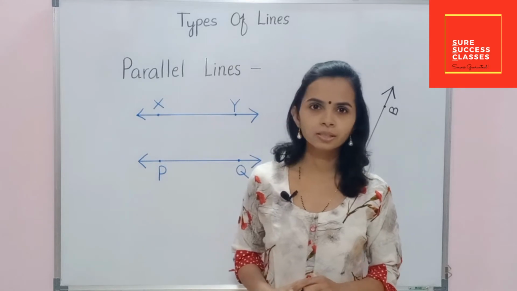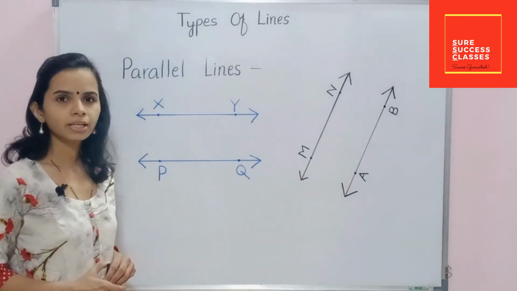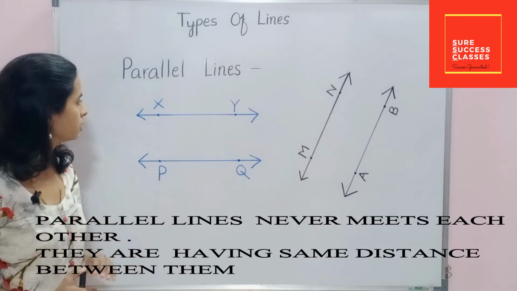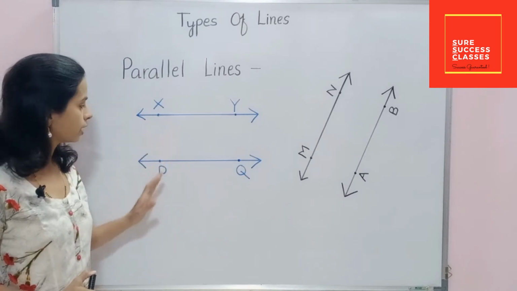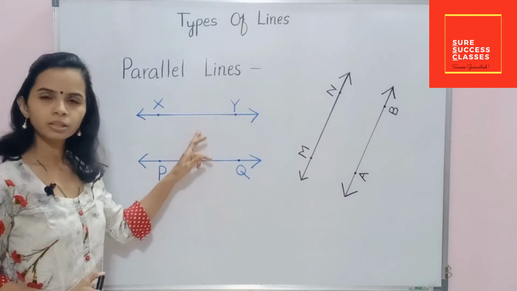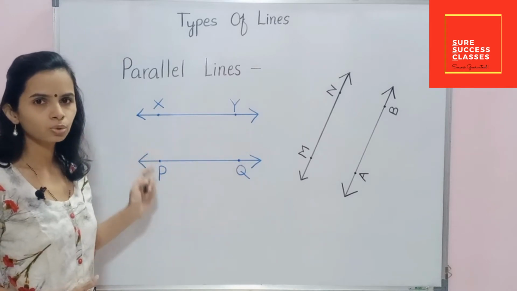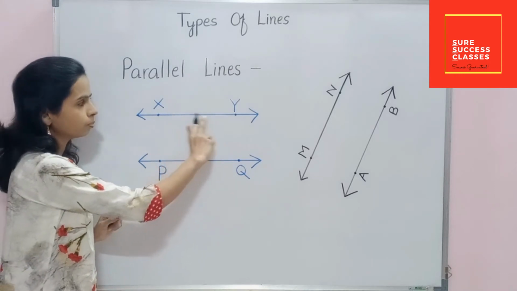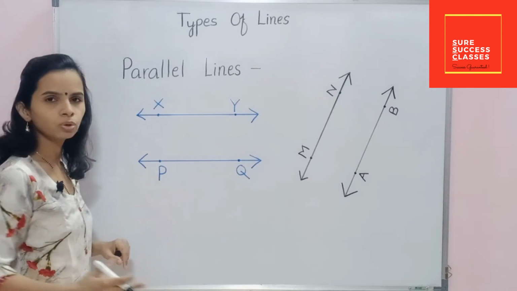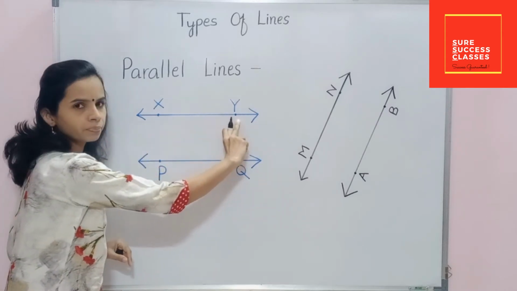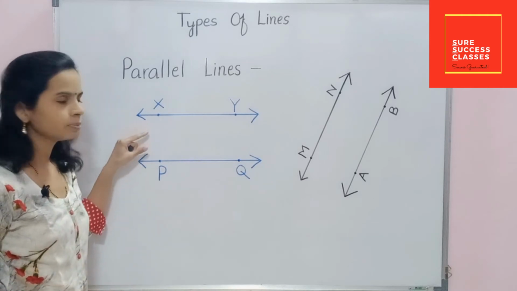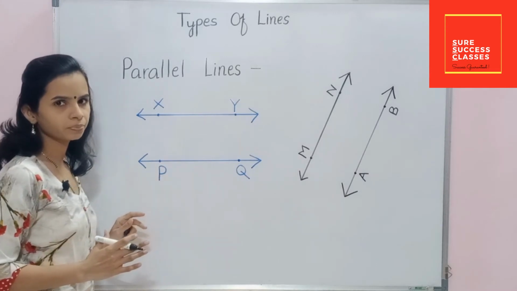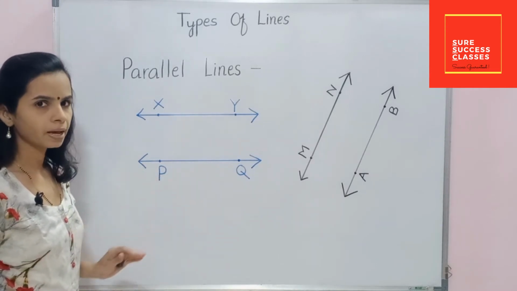First type of lines is parallel lines. When two lines never meet each other, at that time those lines are called parallel lines. See here, these two lines, line XY and line PQ, never meet each other at a point, so these two lines are parallel lines. And the distance between two parallel lines or more than two lines is the same, means they are at the same distance from each other, and these lines are on the same plane. At that time those lines are called parallel lines.